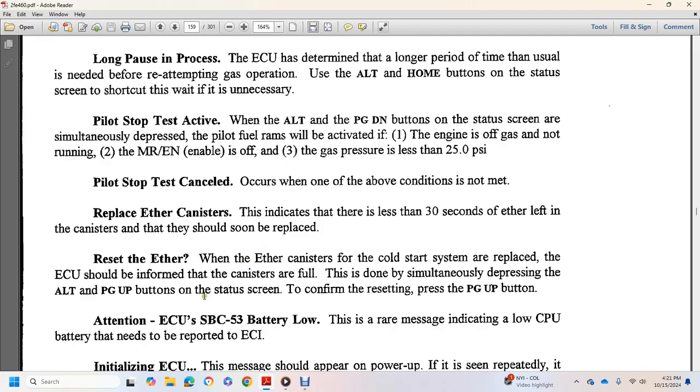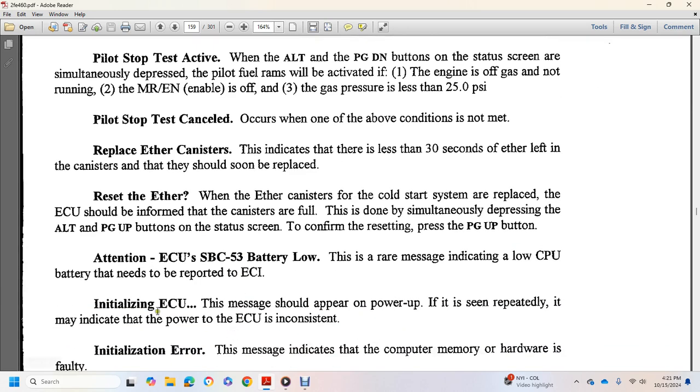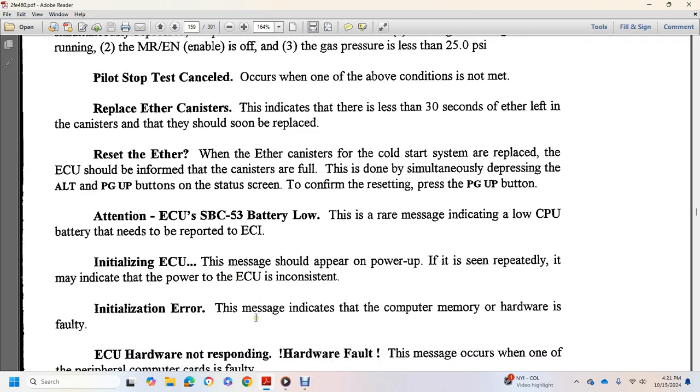Attention: engine control unit SPC53 battery low. This is a rare message of the low computer CPU battery that needs to be reported to the ECI. In installation, this engine control unit message should appear when the power of the engine is being seen repeatedly and may indicate the power of the engine control unit is inconsistent.